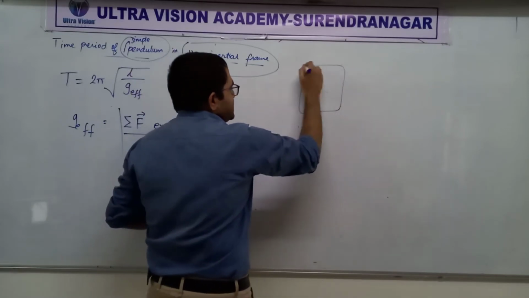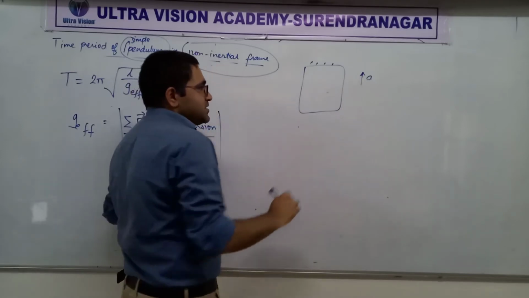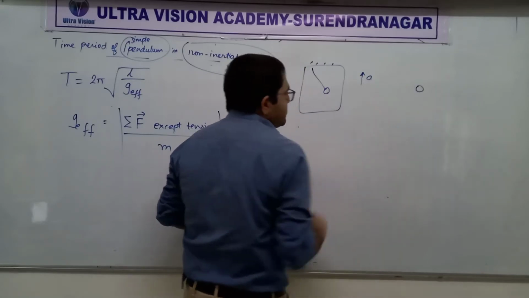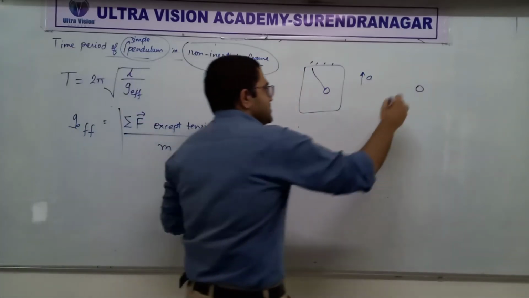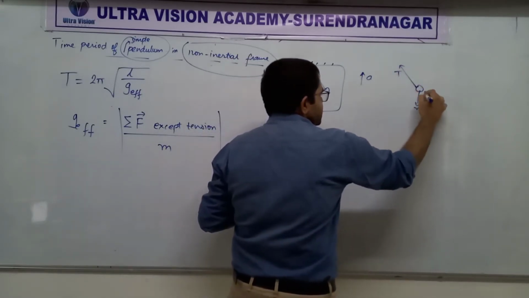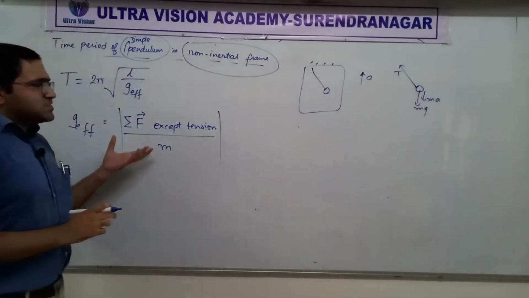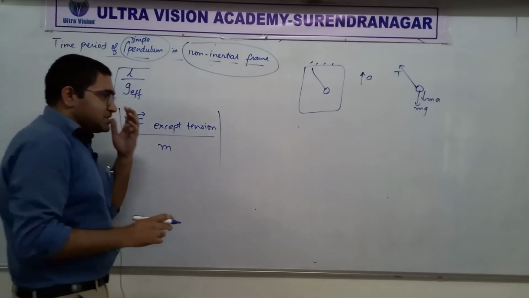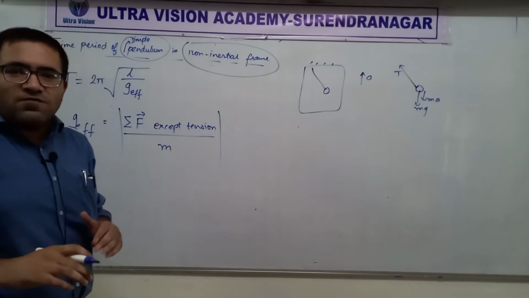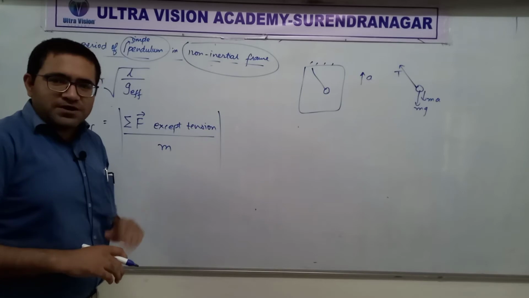So suppose this is once again a lift, acceleration A upwards. So if I draw FBD of the bob, which forces are there? Well, tension, okay, no problem. Then there is mg, and then there is ma, just like we have done it earlier. Now if you use this relation, you have to take all forces but not tension.